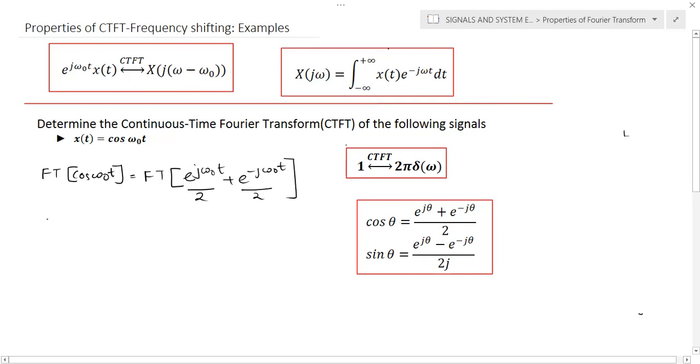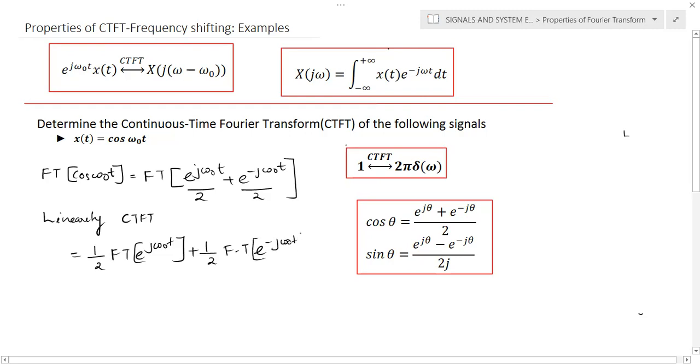And by applying the linearity property, which we already discussed for the CTFT, the continuous time Fourier transform, we can individually calculate the Fourier transform. So we can split this equation like this: 1 by 2 into the Fourier transform of e raised to j omega 0 t, plus 1 by 2 into the Fourier transform of e raised to minus j omega 0 t.